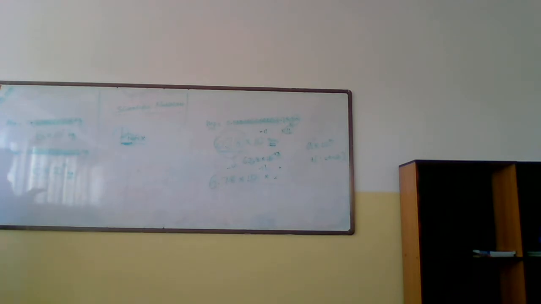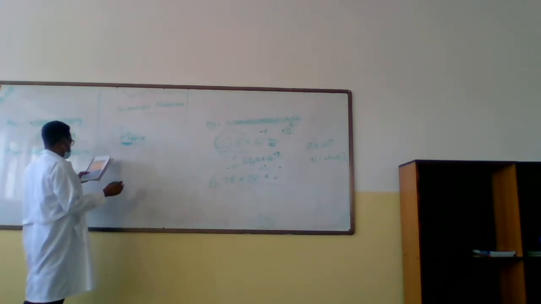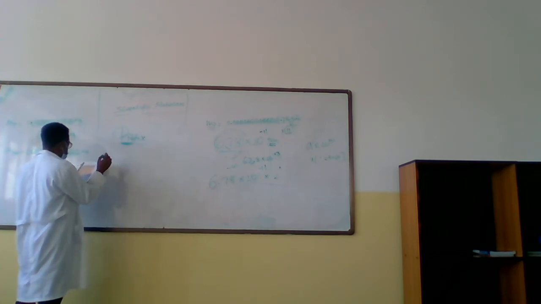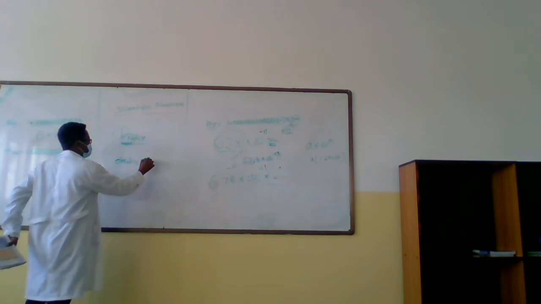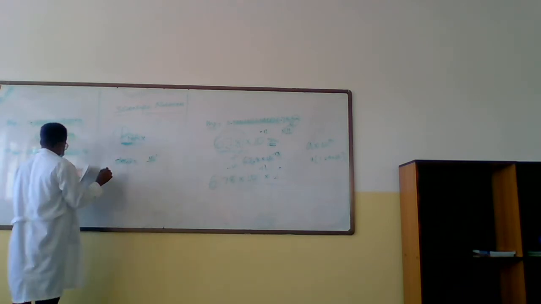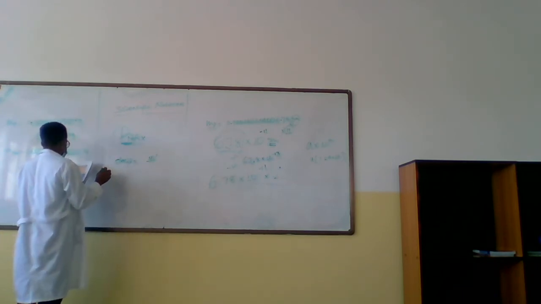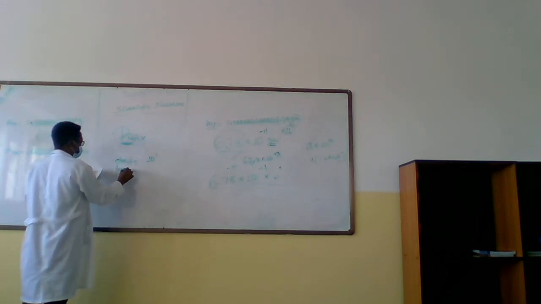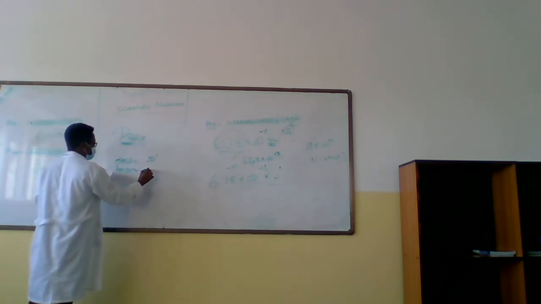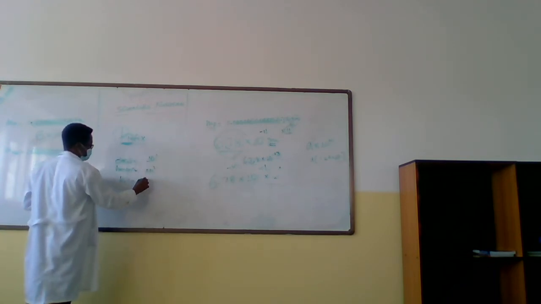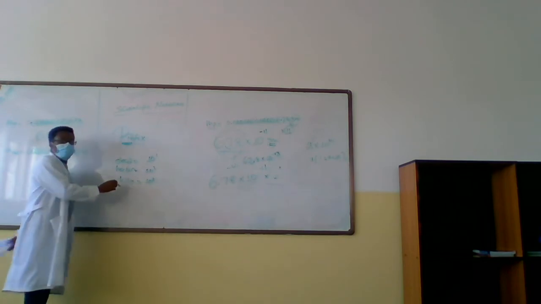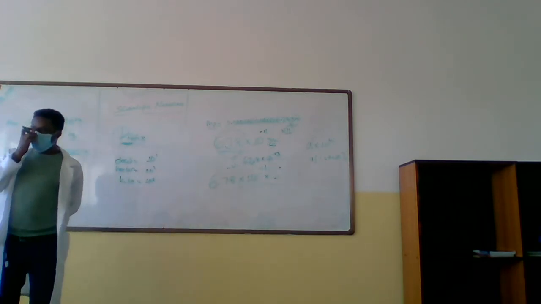So let's start from something small, from deca. Deca is 10 to the power of 1. This is hecto, 10 to the power of 2. Then kilo, 10 to the power of 3. Kilo is 1,000.